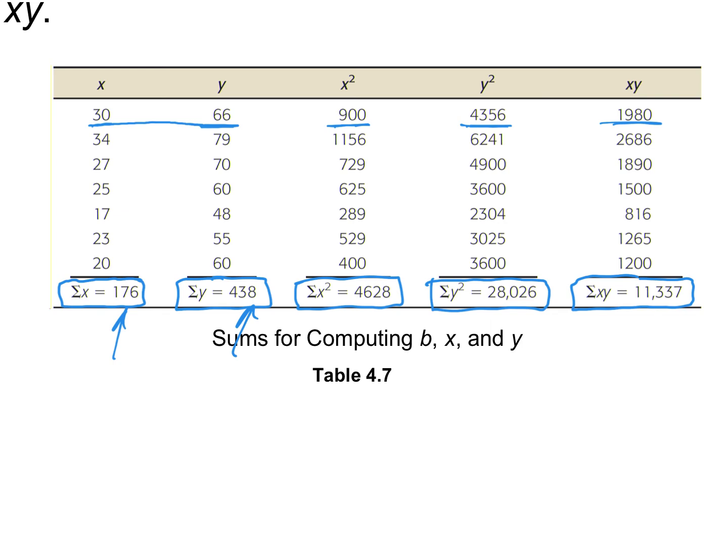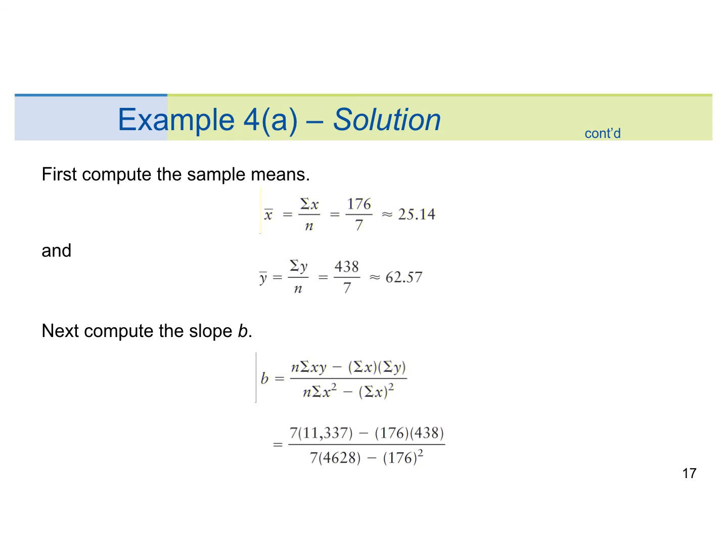Go back to XY sum, 1133. There's my 176 and my 438. Go back, the sum of the x squares is 46. On your calculator, there's somewhere. What we are going to find are our means, x bar and y bar. Well, think about it, guys. Remember, x bar is the sum of all the x's divided by n. So I like one decimal place. So everyone, we're going to go 25.1.